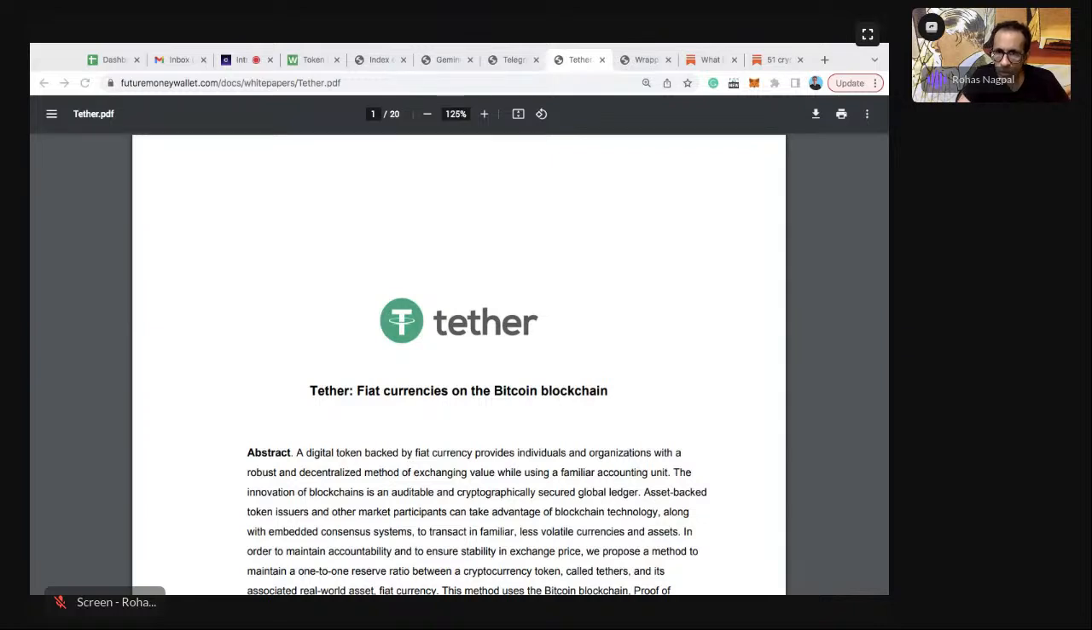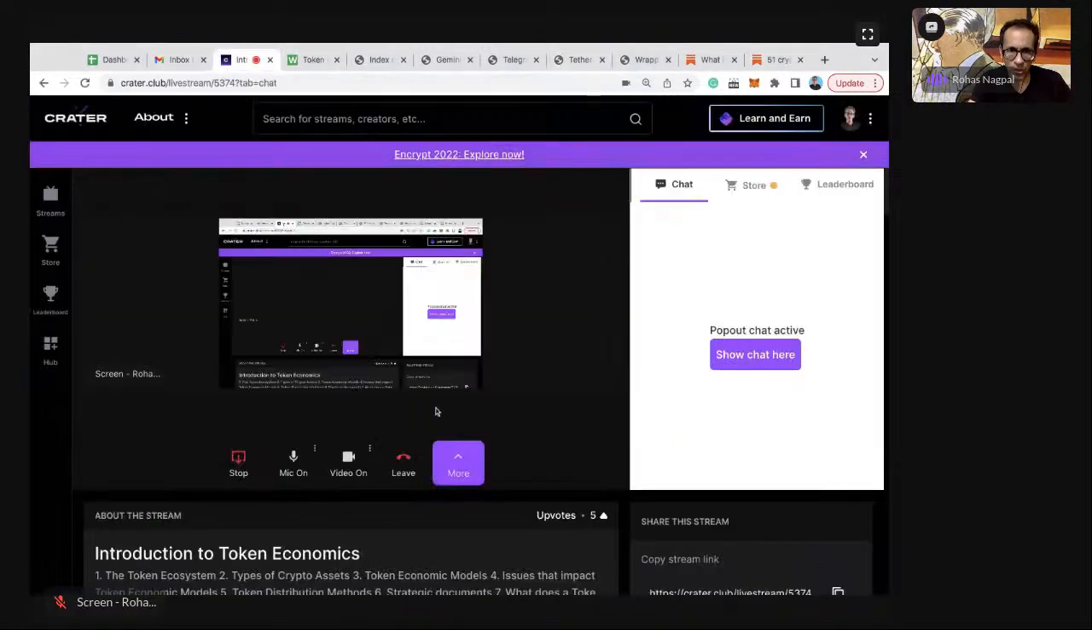Anupam's question is, can you technically explain how crypto pairs work? How does a transaction get registered on 2 different blockchains when the swap happens? Okay, let me just stop sharing and I will answer your question.